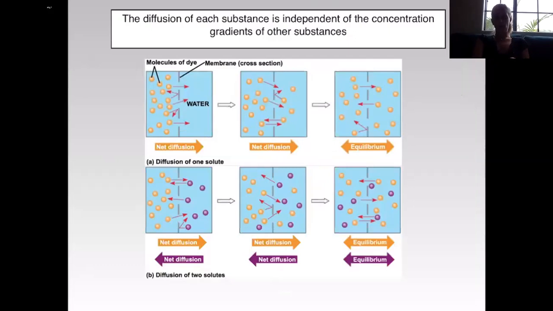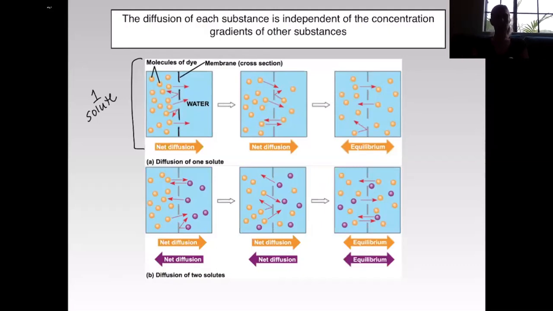So when we talk about diffusion, it's important to know that each substance is moving down its concentration gradient independent of the other ones. So let's look at just this first part where we're looking at the diffusion of one single solute or molecule in water. So here we have a molecule of dye and we have a membrane going across it. So here is the little membrane and the dye can go through that membrane.